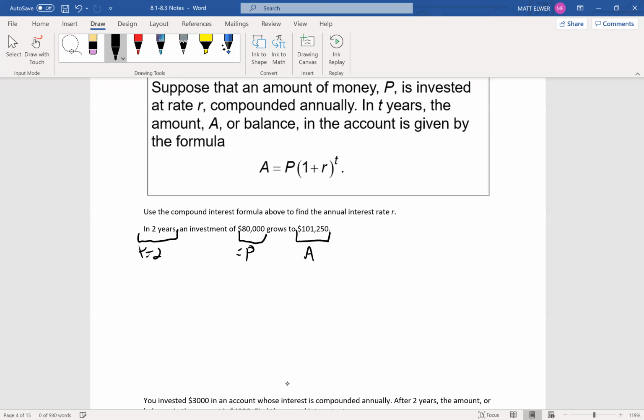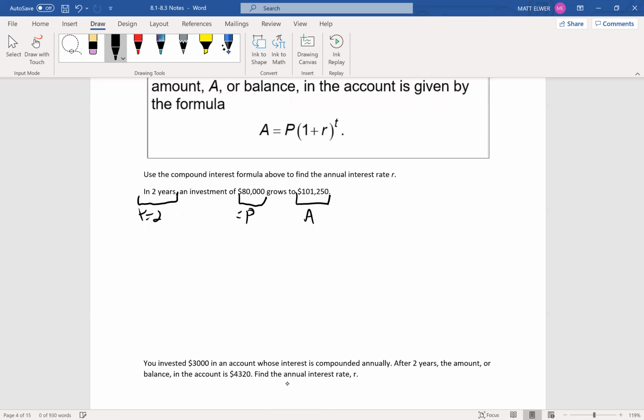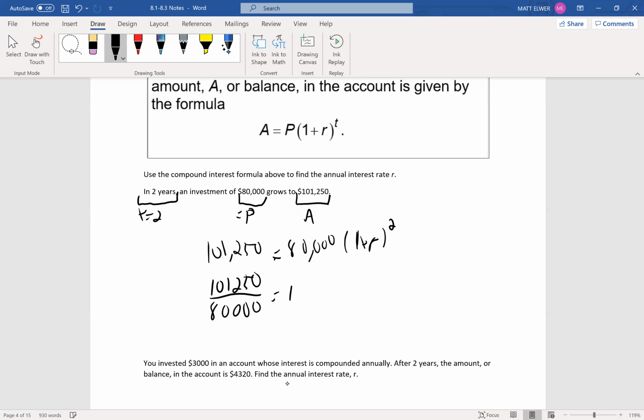So let's plug in everything that we know into this equation. So we know that A is 101,250. That's equal to 80,000 multiplied by 1 plus R, right? Because we don't know what R is. And we know T is equal to 2, so that's all just squared. Okay, good. So the question is now what can we do? Well, we can start solving for R. Maybe the first thing we do is divide by 80,000 on both sides, right? So we have 101,250 divided by 80,000 equal to 1 plus R squared.